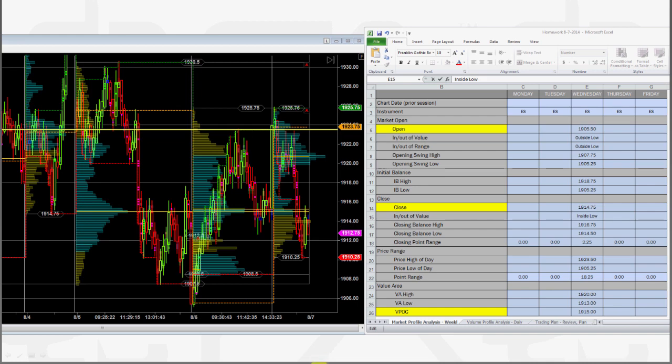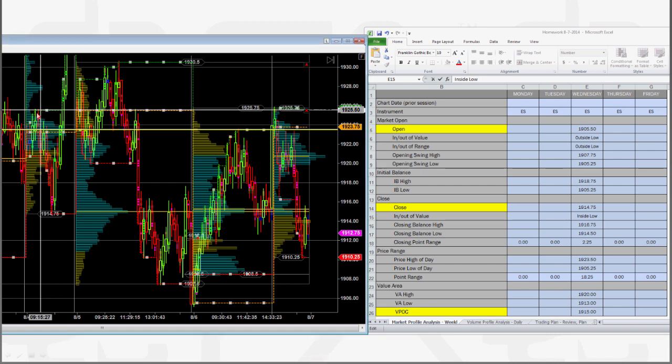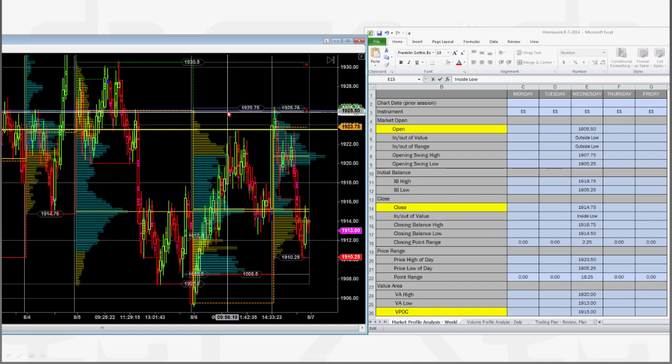All right, it looks like Monday, IB was 1920 to the downside, 1925.50 to the upside. Right there. So that blue line was the top of IB on this day.